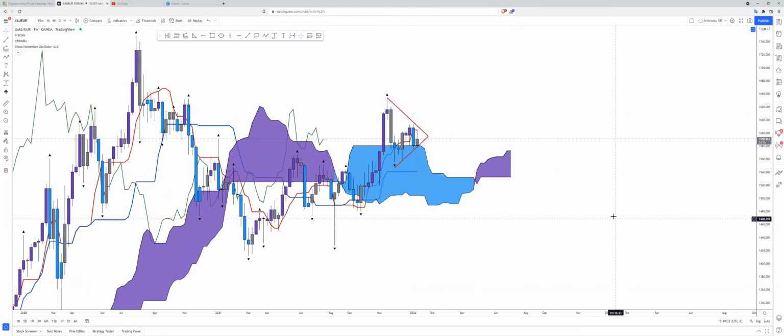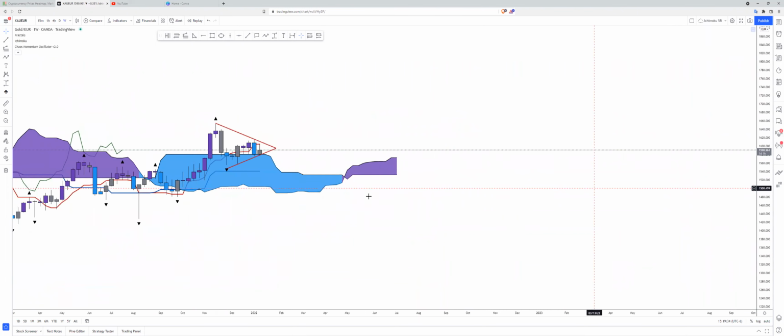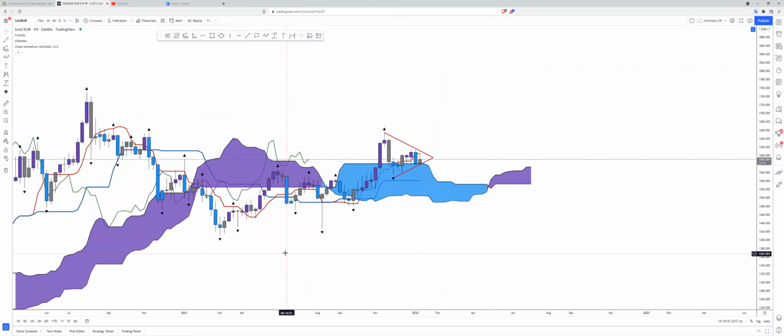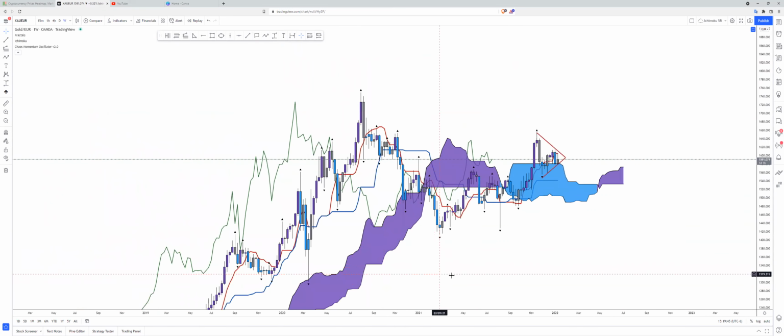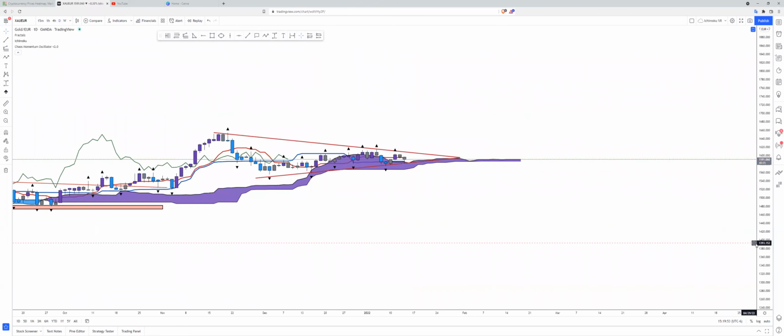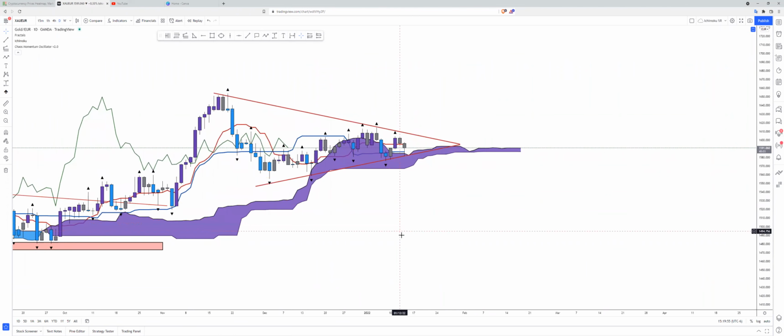Weekly, we're about to have a Kumo breakout. Actually, we pretty much are in a Kumo breakout, but the only thing I don't like here about the weekly is that the Kijun is flat. So that's the only thing I don't like. But other than that, it's still looking pretty good for a long to the upside.